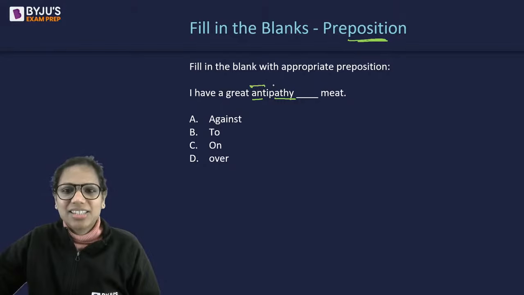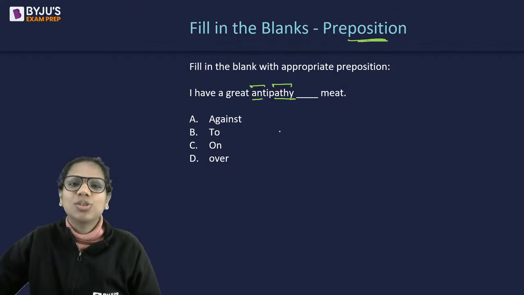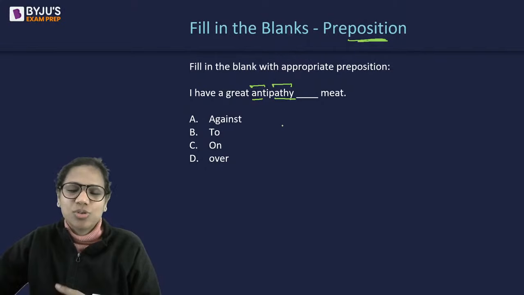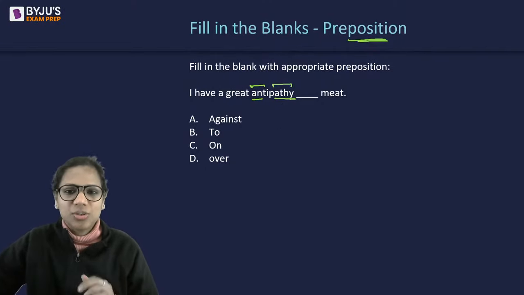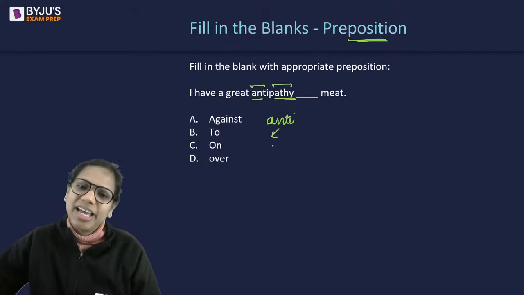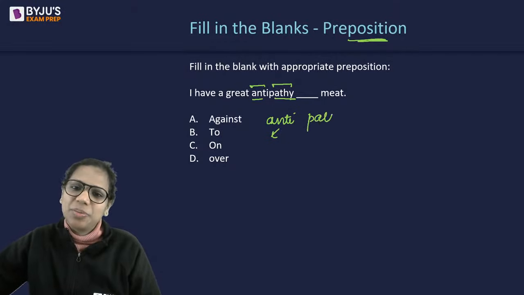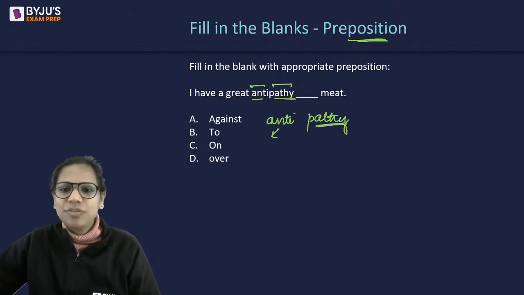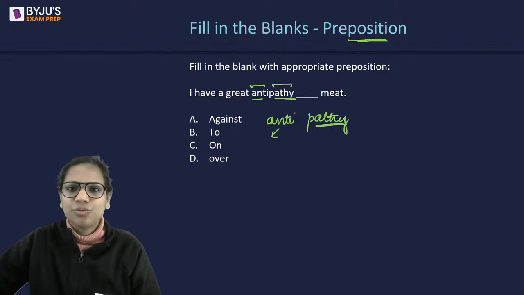Anti, against. Pathos, feelings. Pathos means suffering, feelings, treatment. The word has multiple meanings, but all related to feelings. Suffering is also a feeling, treatment of some suffering. So, anti already has against in it. Pathy here refers to a feeling. So, a feeling of dislike, a feeling of hatred is called antipathy.